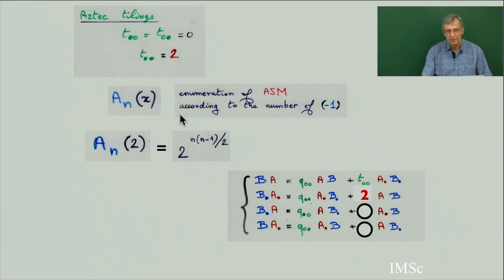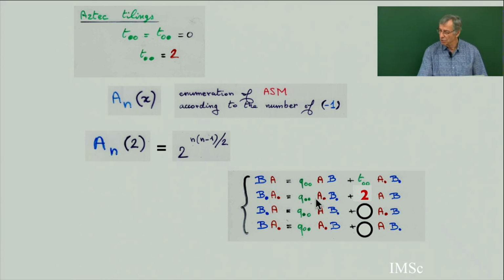And for this Aztec tiling, in the algebra only 2 parameters are 0, but this one is equal to 2. Which means it's exactly the same as the alternating sign matrices, but you replace the 1 here by a 2. So this is coding the number of -1 in the alternating sign matrices. Or when I put blue and red color, this is the number of red cells. And to put a 2 means that you have a bijection.